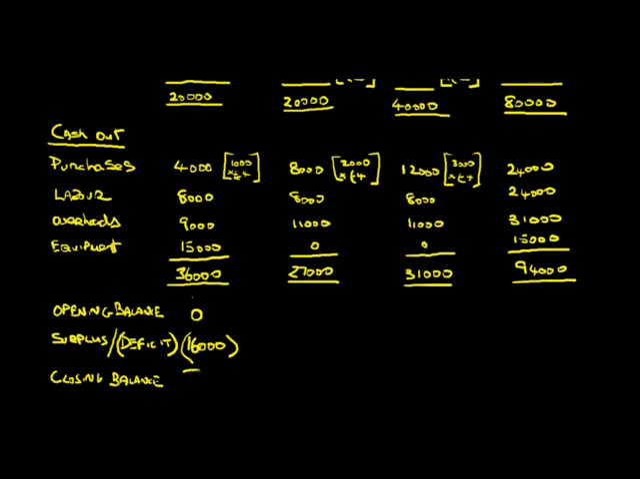So the closing balance, if we just leave it as it is, we're going to have an overdraft of 16,000 in our bank, if we're allowed. So we might have to go and get an overdraft facility, which is permission from the bank that our account can go into negative figures. 16,000. Okay, so that's our first month done.